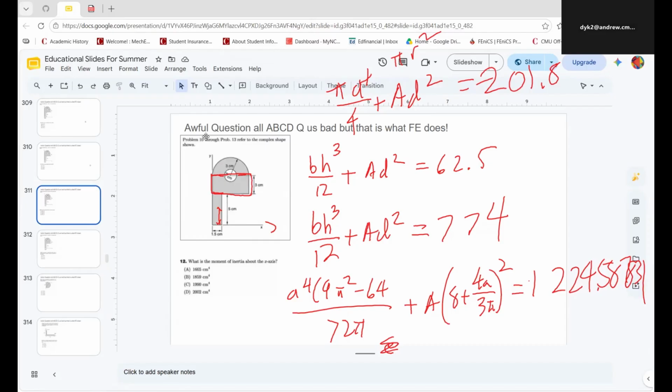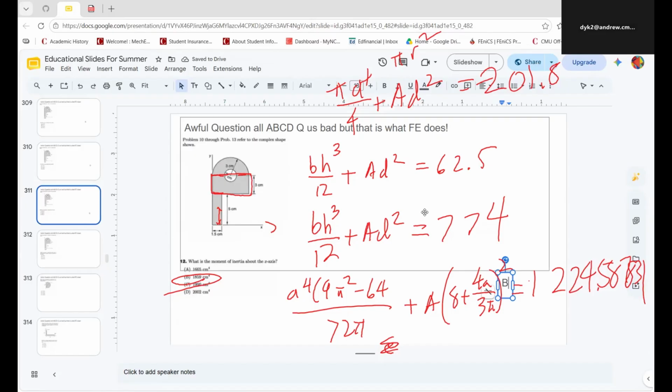So 62.5 plus 774 plus 1224 minus 201 equals about 1859, which will not round up this time. It's actually just B. It has the exact answer this time. That's shocking. Yeah, a lot of times they don't have the exact answer. That is new to me. That's often not the case.